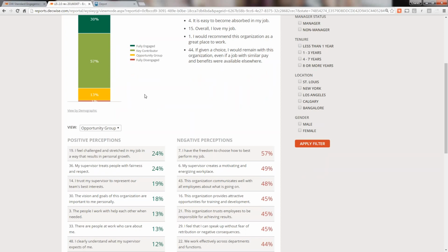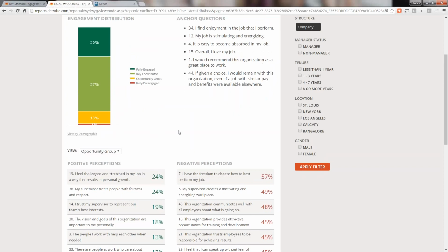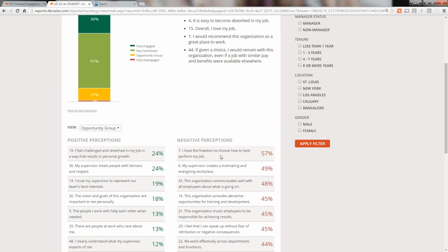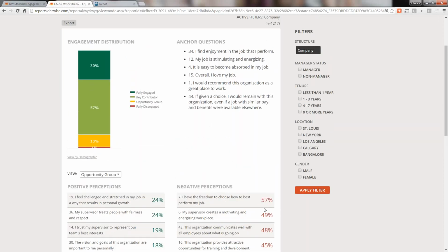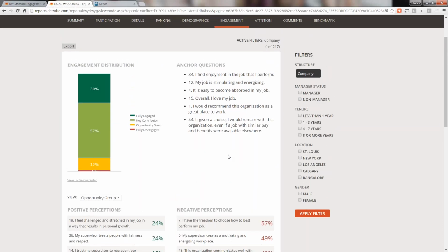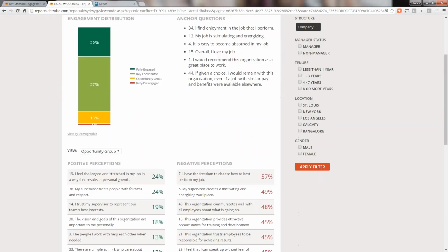But the things that are compromising their engagement are things about having autonomy, freedom to choose how they do their job, or having a motivating environment to work in, communication throughout the organization. Some of those things are scoring low among the people in this group. Yes, and so like I mentioned before, this is where you start to get a profile of what an opportunity group person looks like in your organization.